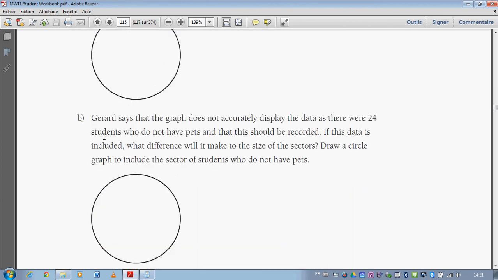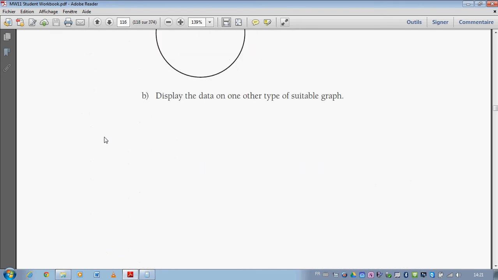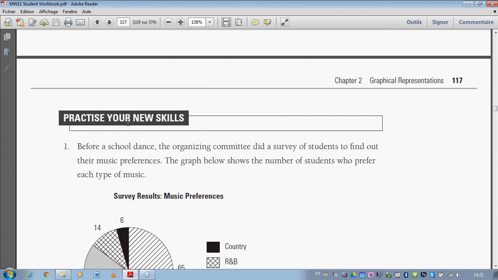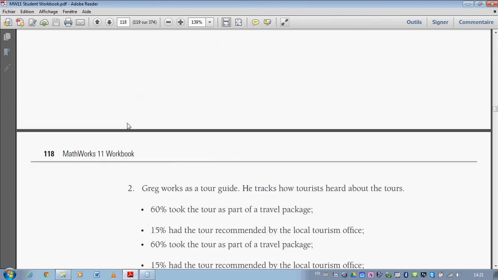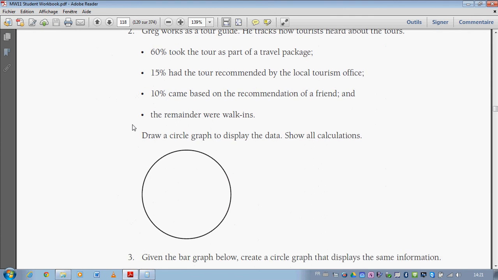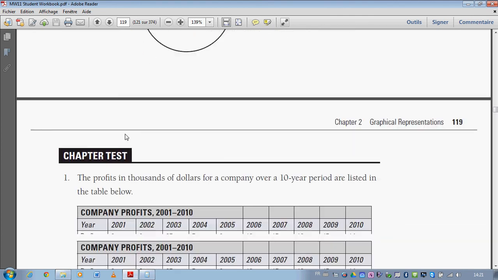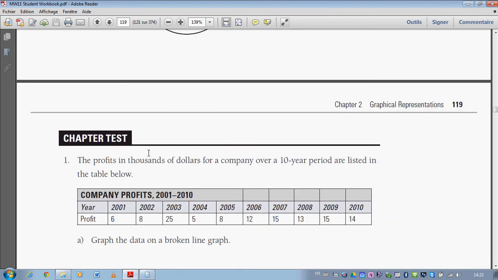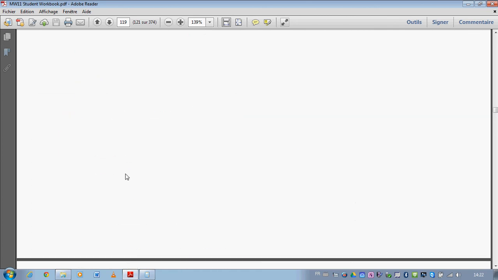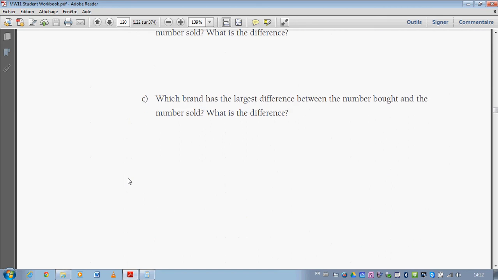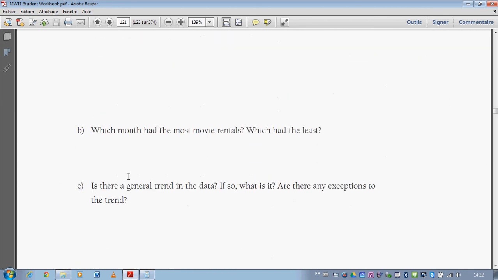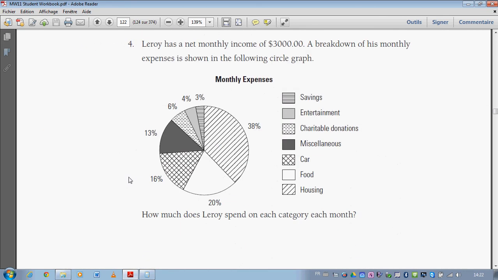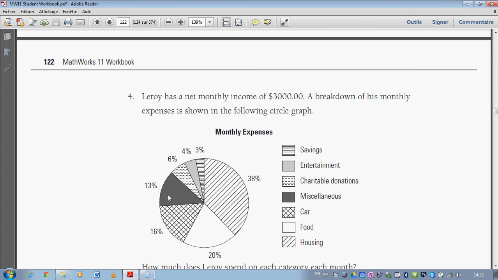You've got a few build your skills questions over here. And you've got your practice your new skills questions. These questions are going to be dealing with circle graphs. But you've also got your chapter test. So we are done the second chapter, which dealt strictly with graphical representations. So here's your chapter test. I do strongly recommend that you do this chapter test as a way of doing a review of this entire unit. Otherwise, that's pretty much it.